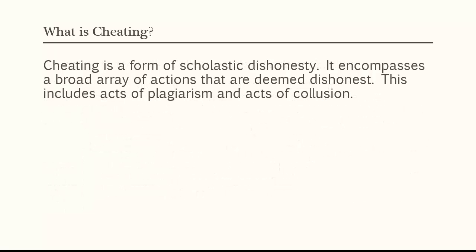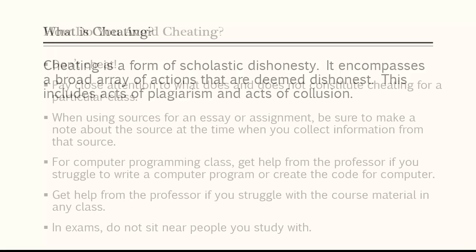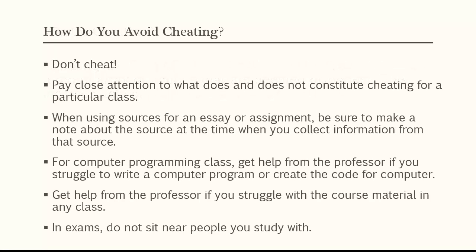Cheating is a form of scholastic dishonesty. It encompasses a broad array of actions that are deemed dishonest. Plagiarizing, whether it is intentional or unintentional, is cheating, and collusion, whether it is intentional or unintentional, is cheating. The simplest way to avoid cheating is that you don't cheat. Students who push deadlines to the limit run a significantly greater risk of cutting corners and breaking the rules.